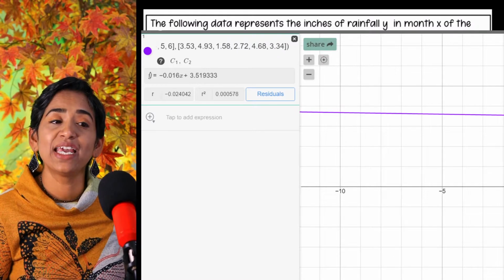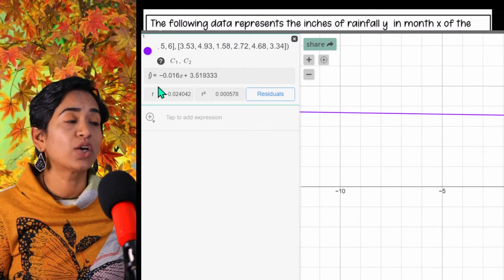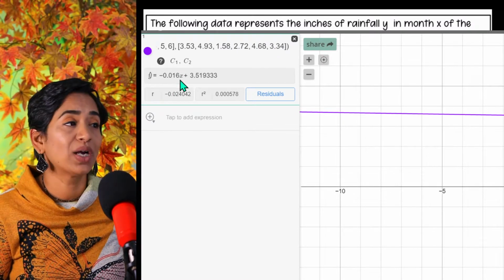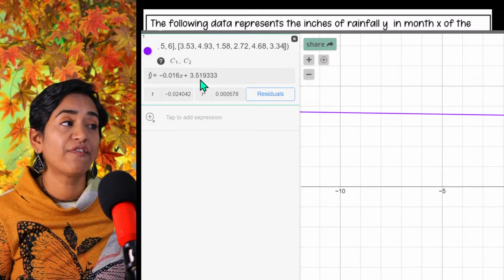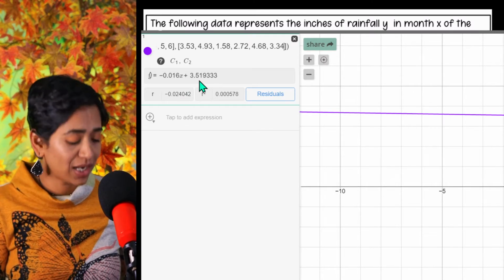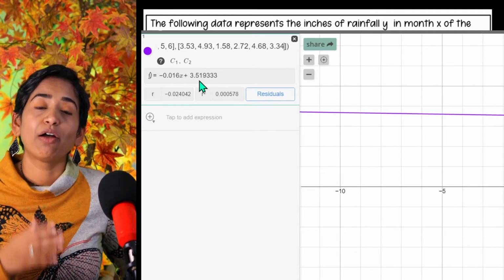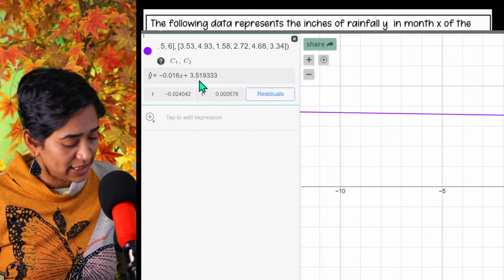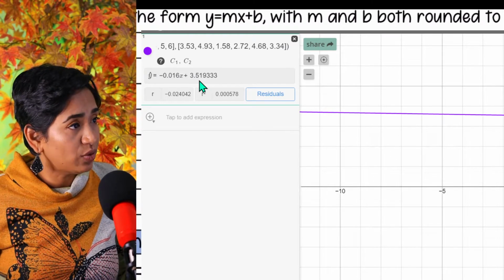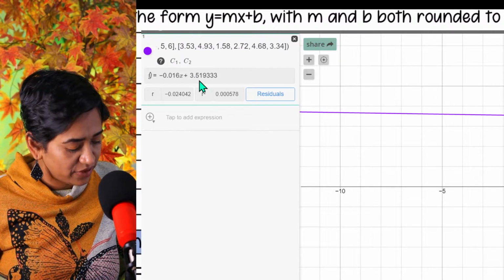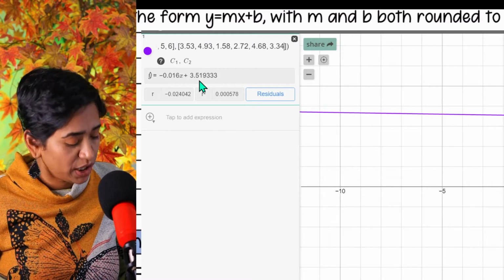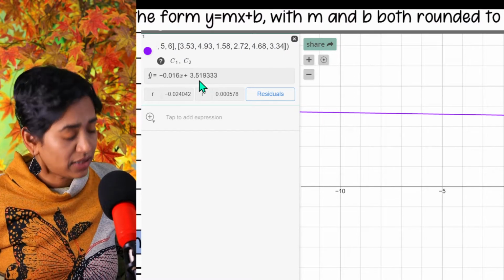As you can see, you have your equation y equals negative 0.16x plus 3.519. Let me write this down. I'm going to copy this, and we'll talk more about what this actually means. So my slope value is negative 0.16. Did I put in the right one? Yeah.